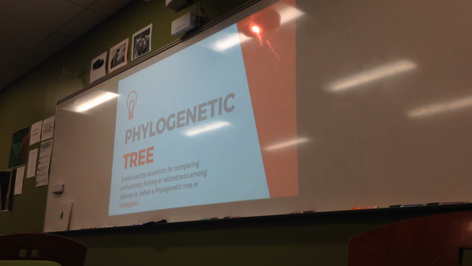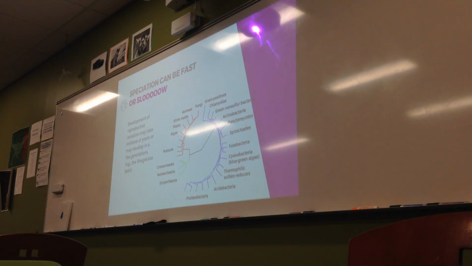Phylogenetic trees, make sure you know how to read and use them. They're also called cladograms. Speciation can be fast or slow. Development of reproductive isolation may take millions of years or may develop in a few generations. What's that called when we have a phenomenon where all of a sudden a lot of species can develop? Adaptive radiation. Great.